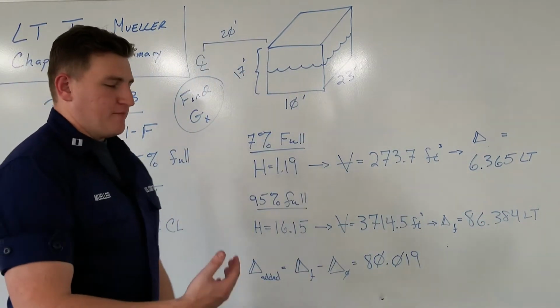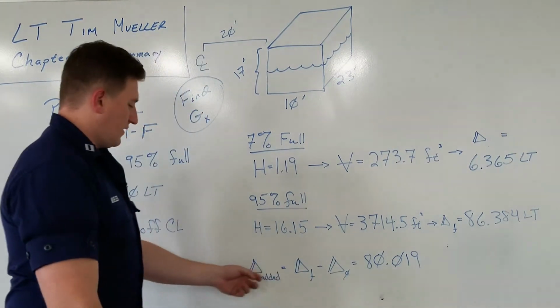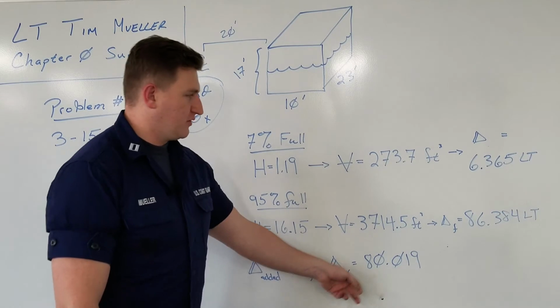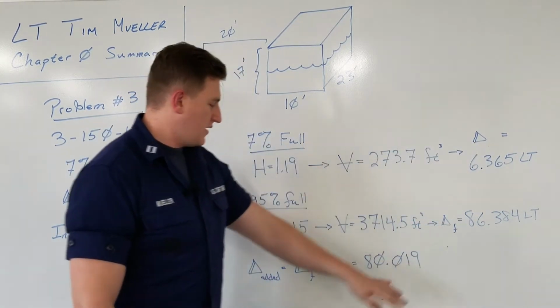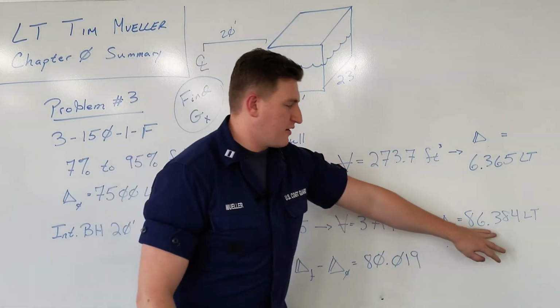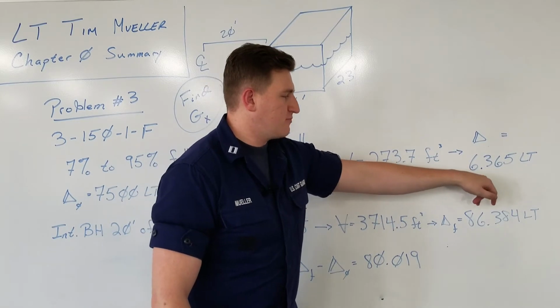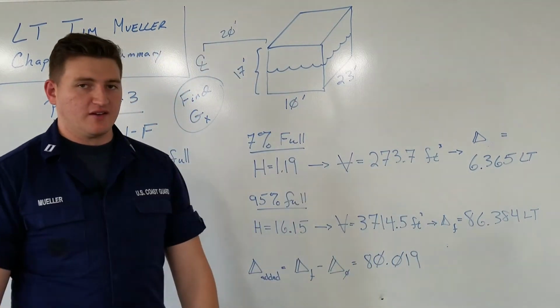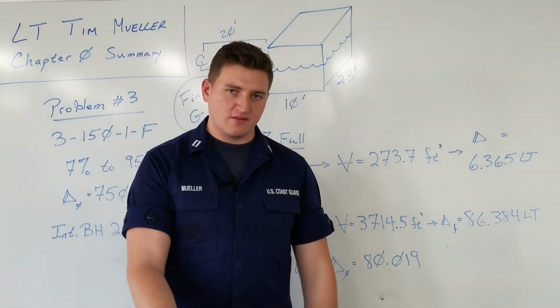Now we have to find the amount of weight that was added. Okay. So the amount added is going to be the final minus the original. And this is the original. So we have 86.384 minus 6.365. And that's going to be just over 80 long tons. So we're adding 80 long tons.